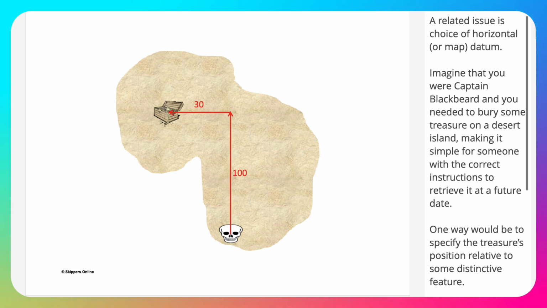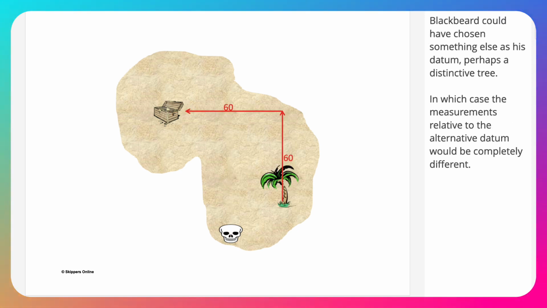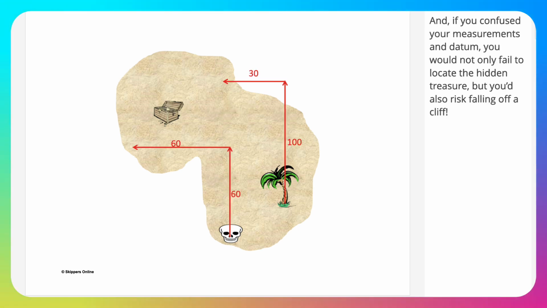However, the choice of datum is entirely arbitrary. Blackbeard could have chosen something else as his datum, perhaps a distinctive tree, in which case the measurements relative to the alternative datum would be completely different. And if you confused your measurements and datum, you would not only fail to locate the hidden treasure, but you'd also risk falling off a cliff.